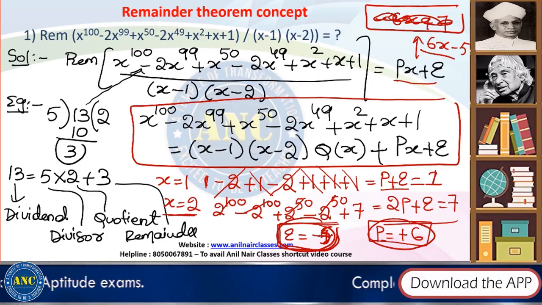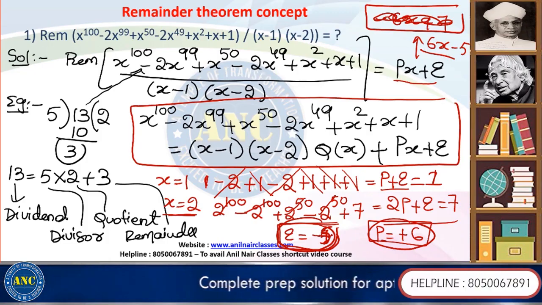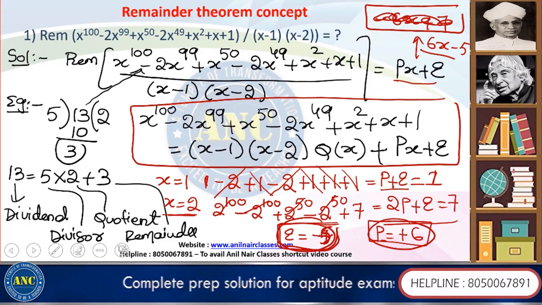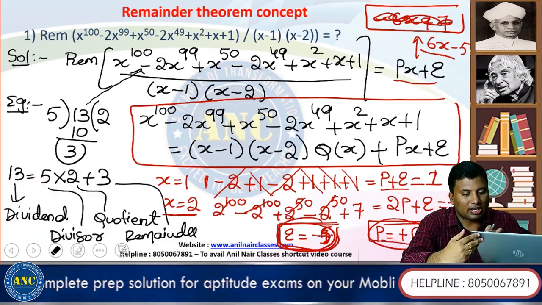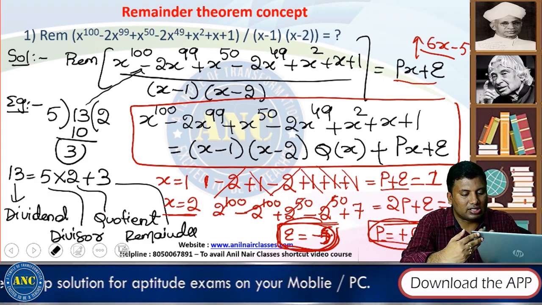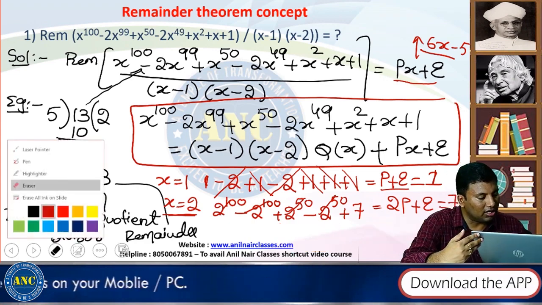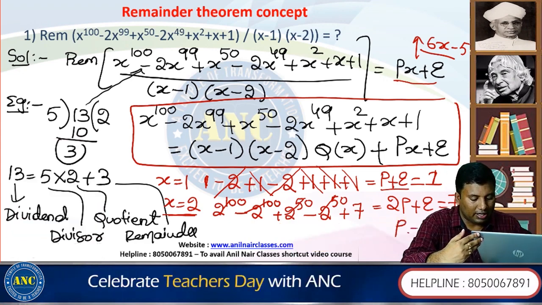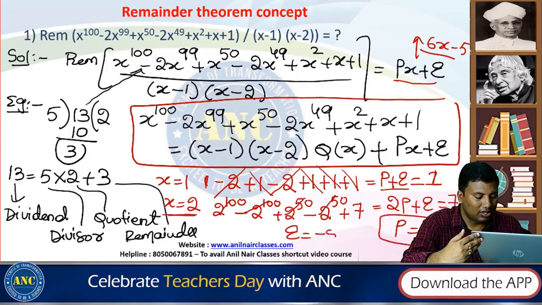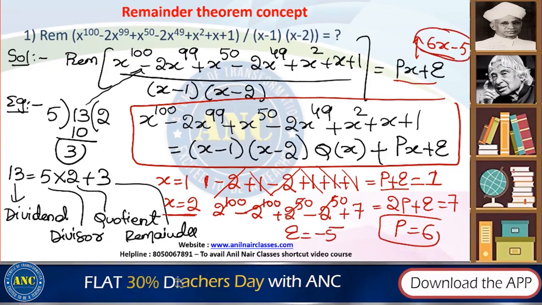Idea clear? First problem, any doubt? I am sure there is no doubt if you know this concept. 6x minus 5. There is a small correction which I made: p equivalent to 6 and q equivalent to minus 5. So answer is 6x minus 5. First problem clear. Second problem.